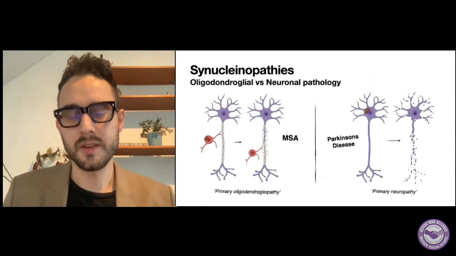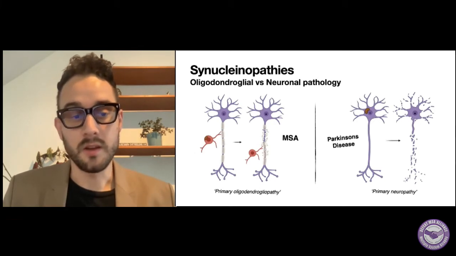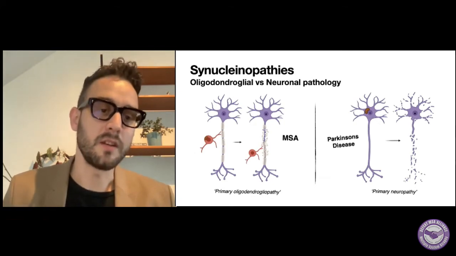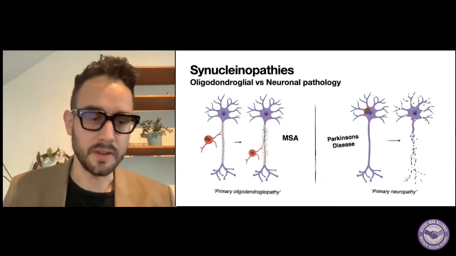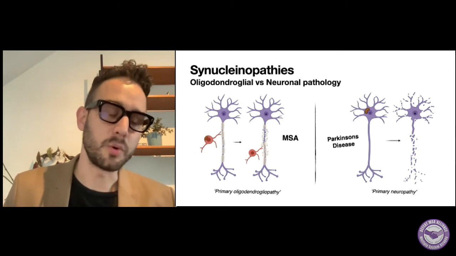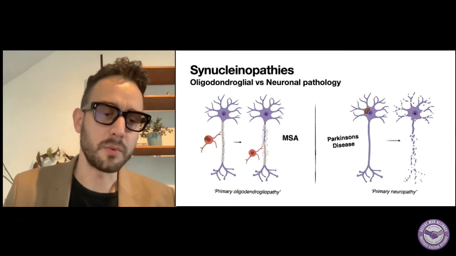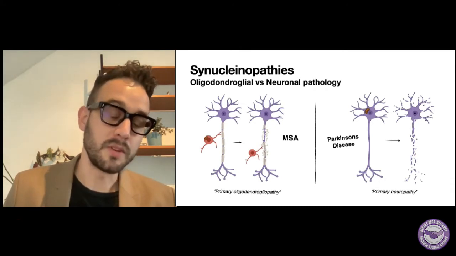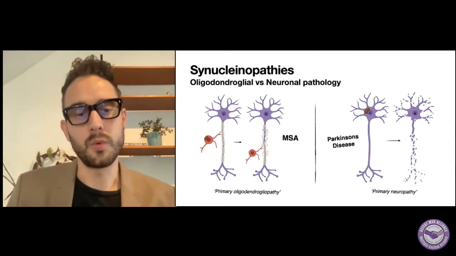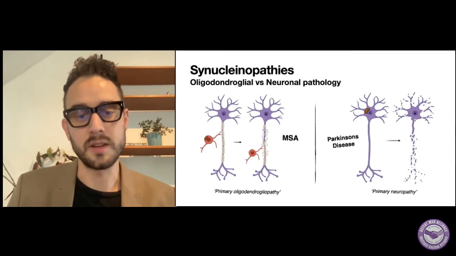And because of this, we also believe that MSA is a primary oligodendrogliopathy, meaning that the synuclein aggregates depositing within these glial cells, within these oligodendrocytes, affect the function and the health of these oligodendrocytes. And since they are also responsible for producing the white matter and the myelin that is important for metabolism and trophic support of these neurons, you'll see over time that the myelin starts to demyelinate, starts to disappear. And with that, these neurons will also become dysfunctional and start to degenerate.